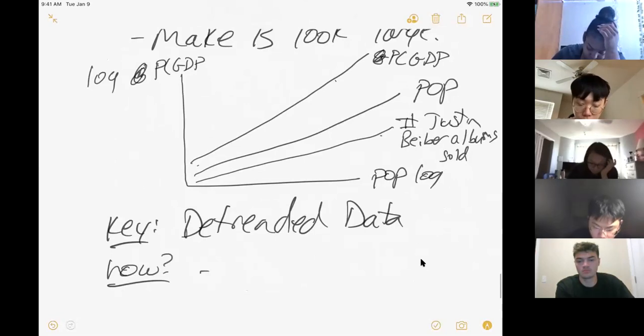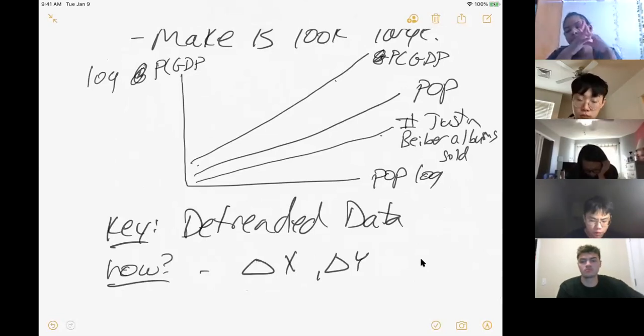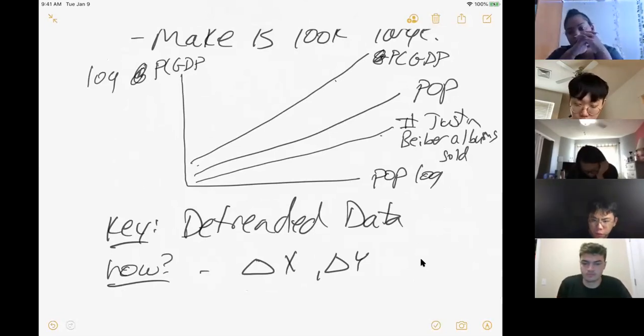How, I mean, there's a number of ways. You could look at the change in X and the change in Y. And many of your variables will do this. Instead of looking at how X causes Y, they'll look at how the change in X causes the change in Y. That's a very common way of detrending.